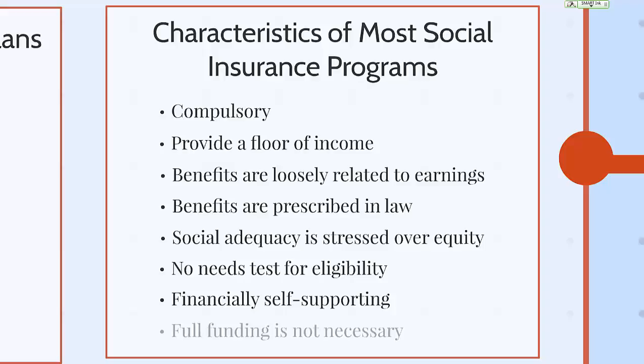But this somewhat conflicts with the last characteristic, which is that full funding is not necessary. The point of financially self-supporting is that the program should be paid for by the people who benefit from it. So for example, you pay for Social Security through the FICA tax. However, there are concerns that the FICA tax that has been collected for many years will not be adequate to maintain Social Security. This is because primarily of the aging population of America. The reason full funding is not necessary is that we can always raise the FICA percentages and FICA taxes or limit benefits. However, this is politically highly controversial.